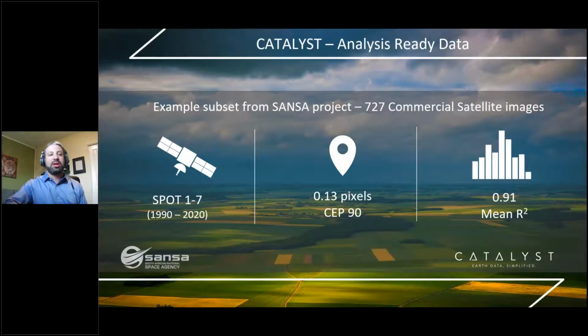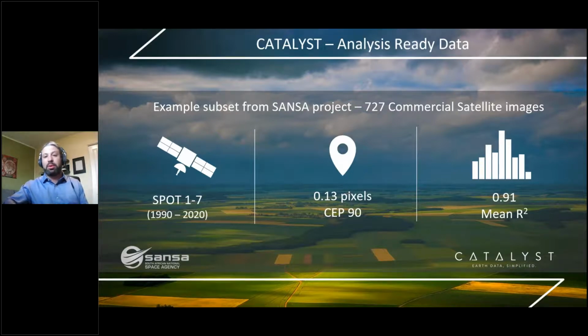So it's a subset of SPOT 1 through SPOT 7, so not just a single sensor, but a series of sensors with different spectral characteristics, different bands, different resolutions. And we were able to get that subset to a circular error probable 90 of about 0.13 pixels, doing an entirely automated process.